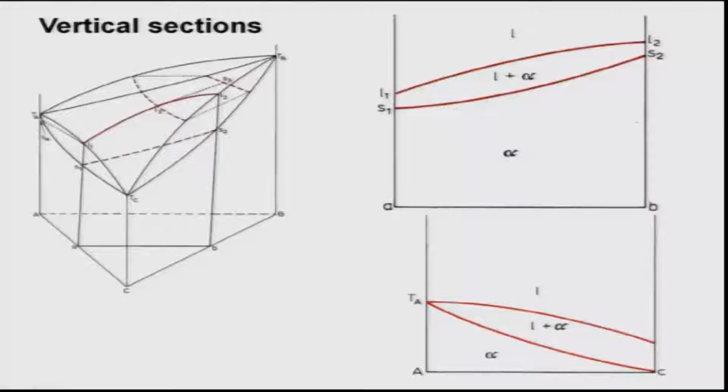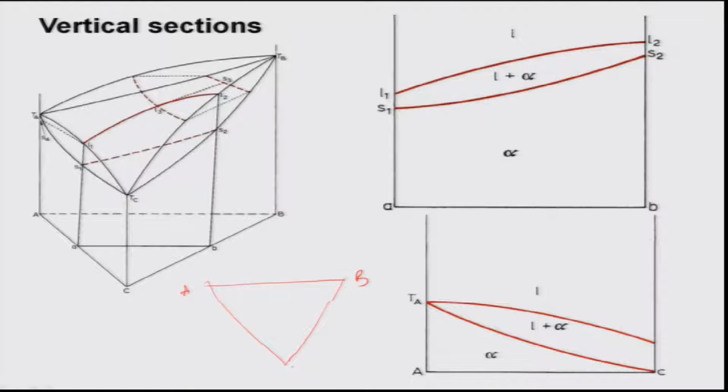The second important section used in the ternary phase diagram is called the vertical section. Those are isothermal and horizontal sections, the one I just discussed. Vertical sections are of different types. Vertical sections are taken perpendicular to the temperature plane, parallel to the temperature axis. So, I can take vertical sections in different ways, and I am going to show you that.